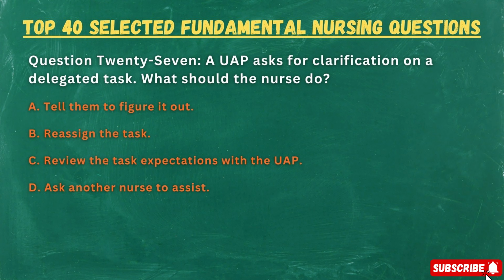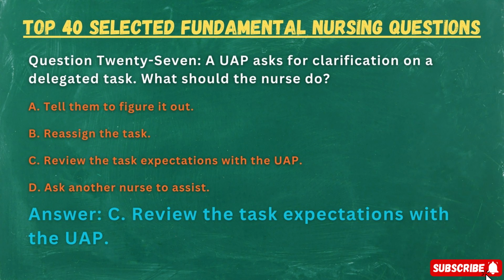Question 27. UAP asks for clarification on a delegated task. What should the nurse do? A. Tell them to figure it out. B. Reassign the task. C. Review the task expectations with the UAP. D. Ask another nurse to assist. Answer. C. Review the task expectations with the UAP.